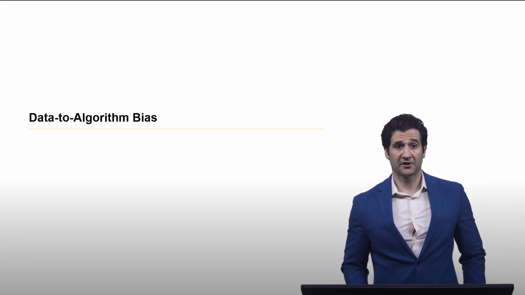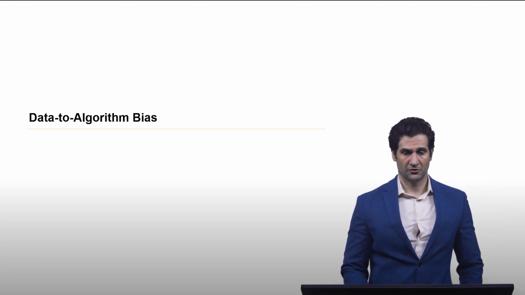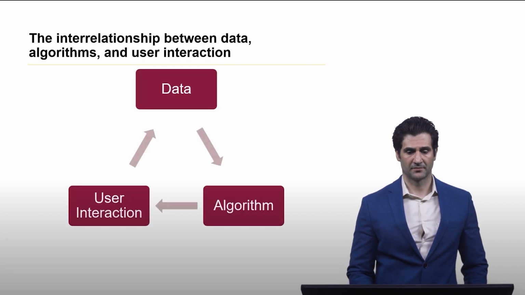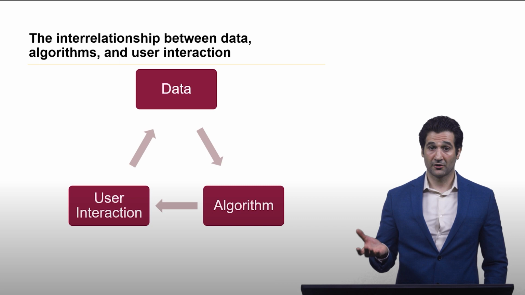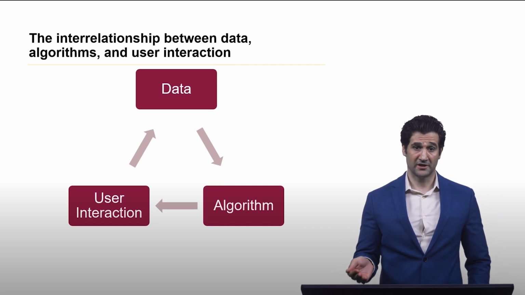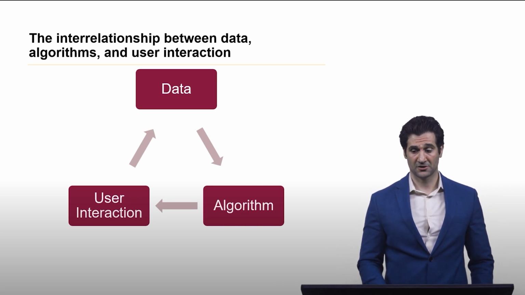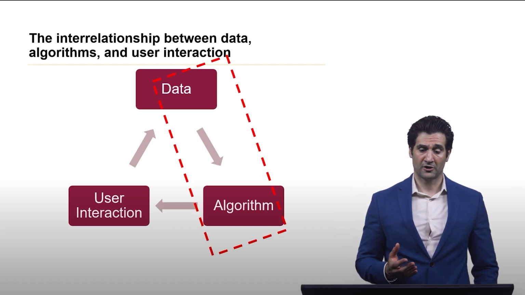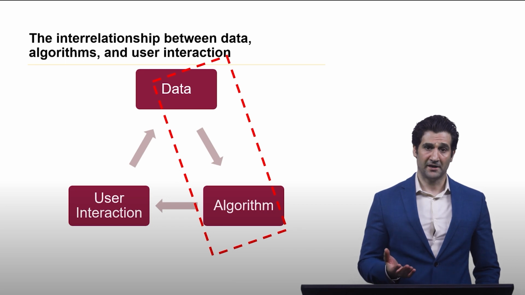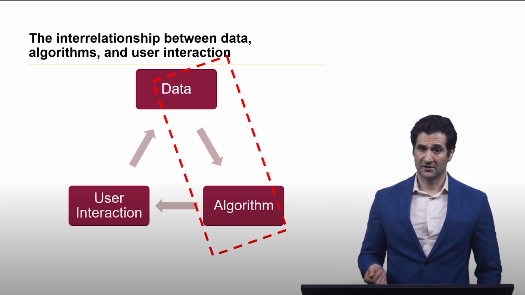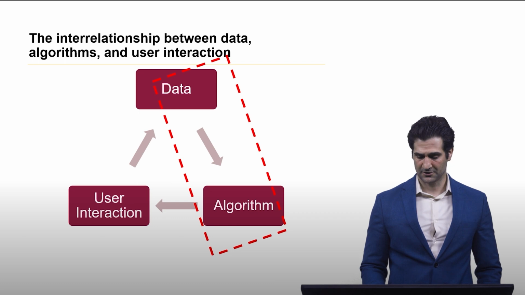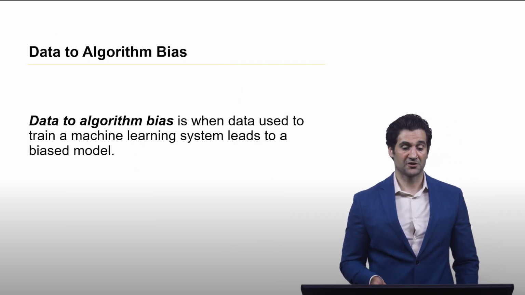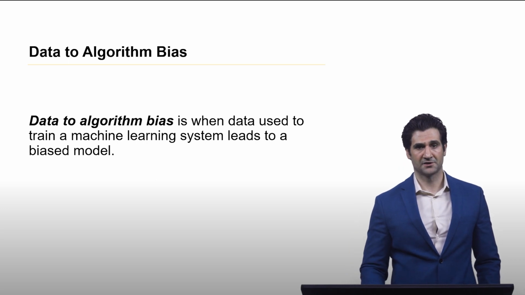Welcome back. In this lecture we will discuss data to algorithm bias. So here's our objective. Earlier we looked at the relationship between data, algorithm, and user interaction in the context of bias and machine learning. In this lecture we will talk about how different biases in data can affect algorithmic output. And so here's a proper definition of data to algorithm bias.